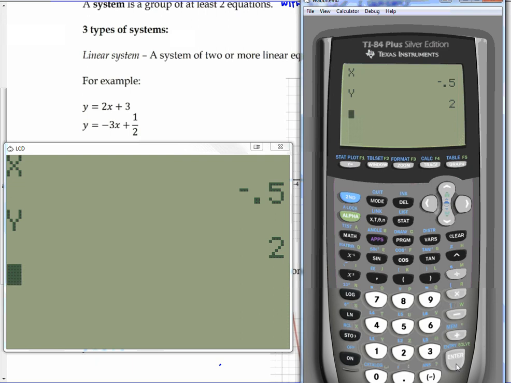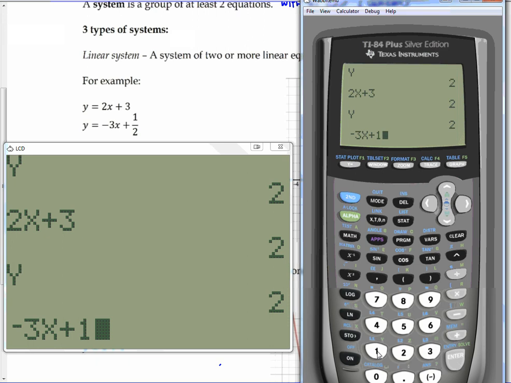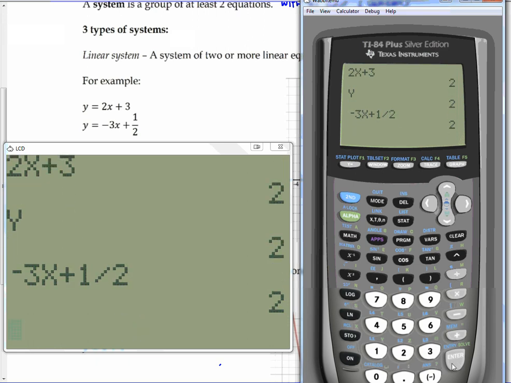So in the first equation, y is supposed to equal 2x plus 3. So we have y, so 2x plus 3. Does that equal my y value of 2? Yes. Left side equals right side. Negative 3x plus a half. Does that equal my y value of 2? Yes, it does. Pretty cool, hey?